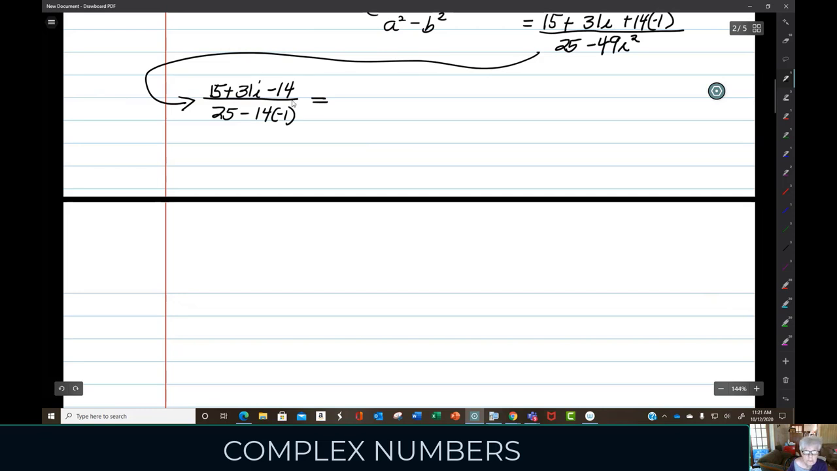Well, 15 minus 14, those are both real numbers, so I can combine them. 15 minus 14 is 1, plus 31i, over 25 plus 49, and that'll be 1 plus 31i over 39.